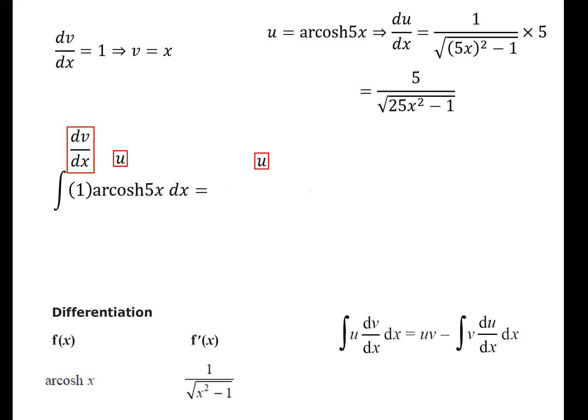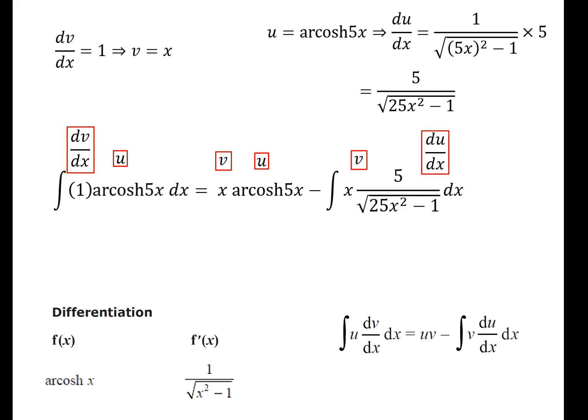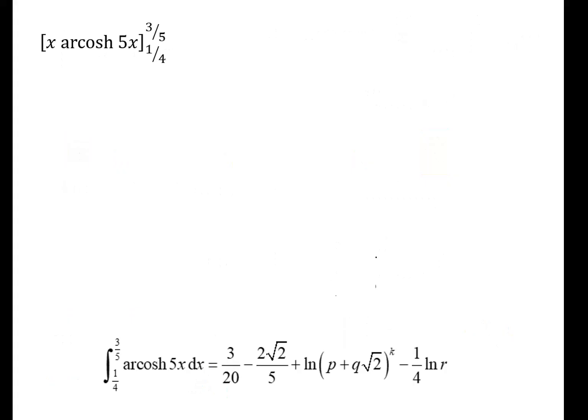So we shove that into our formula. uv, which is arcosh 5x multiplied by v, which is x, minus the integral of v du. v is x, and du is that 5 over the square root of 25x squared minus 1. So it looks like that. We'll sort the x arcosh 5x out first. We put it into that form there, the ln, it's going to give us that ln of p plus q root 2 to the k.